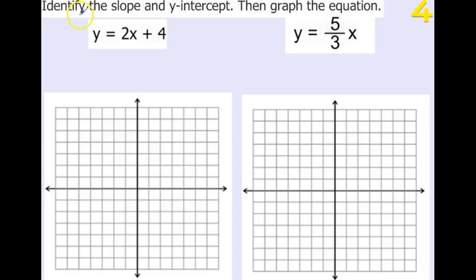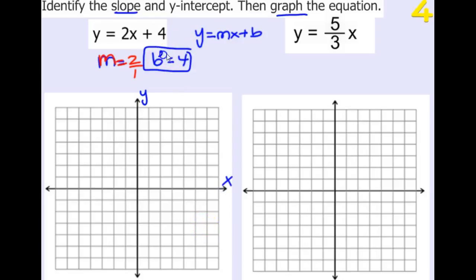Alright, we need to identify the slope m and our y-intercept b, and then graph the equation. Reminder that these are in the form y equals mx plus b already. So our m, our slope, first, this one is 2, but if we're going to graph it as a fraction would be 2 over 1, and b is 4. So here's y, here's x. So b tells me where to begin graphing. So I'm going to begin graphing on my y-axis at 4, right there.